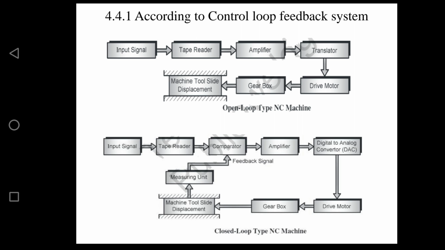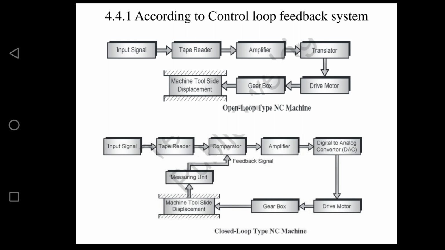Okay, while the input has given the slide displacement, it sends all the data to the next one. But what is a closed loop feedback system? First, that is an open loop system. This open loop control system does not have a feedback mechanism.